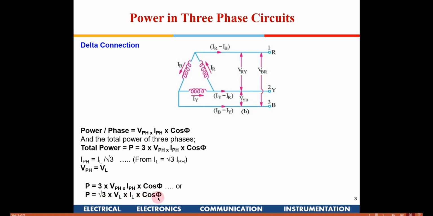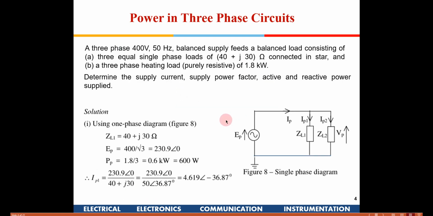So the formula essentially doesn't change when we go from star to delta. These two formulas are universal for both types of connections. Now if you take an example, things will be even more clear.